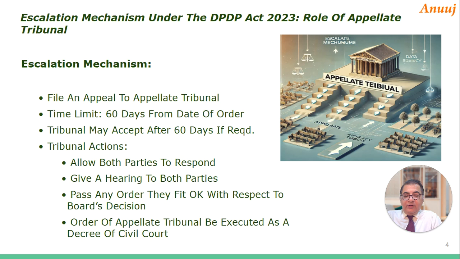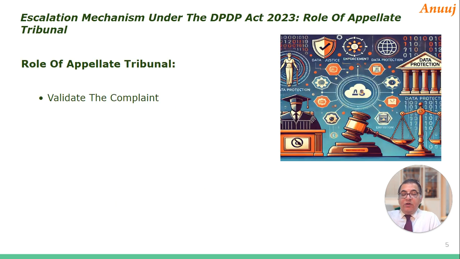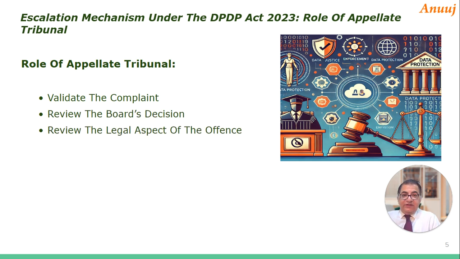The order of the Appellate Tribunal is executed as a decree of the civil court, right? So the Appellate Tribunal is as good as a civil court in India. What is the role of the Appellate Tribunal? They have to validate your complaint. They have to review the board's decision. They have to validate it along with all the documents and evidences that you have given.